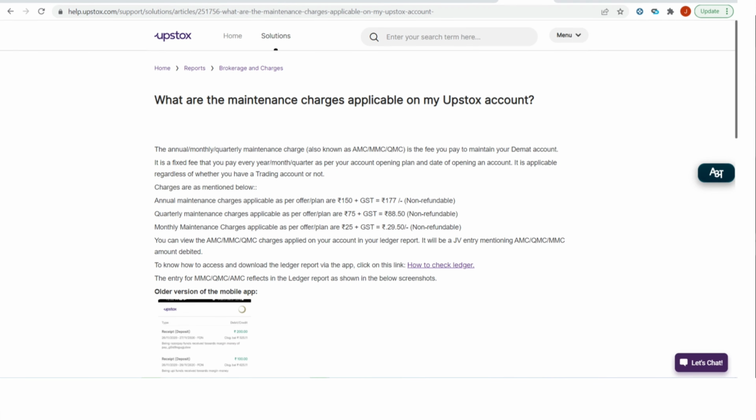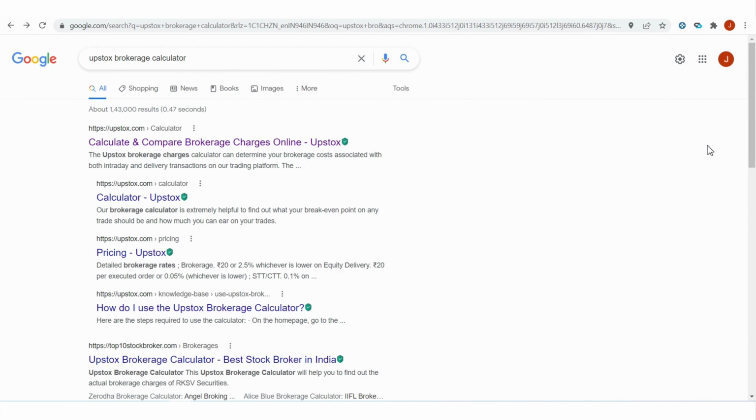The second is annual maintenance charges. They keep changing, but they are more or less constant. As you can see on the screen, these are the annual maintenance charges and they will be deducted from your account every year. Apart from this, there are some other charges like brokerage, security transaction tax and GST, and these are very small in amount. But let me show you how the calculation for these works. You can go to Google, search for the Upstox brokerage calculator, and go to the first website.